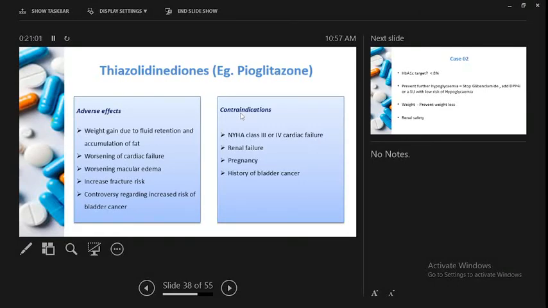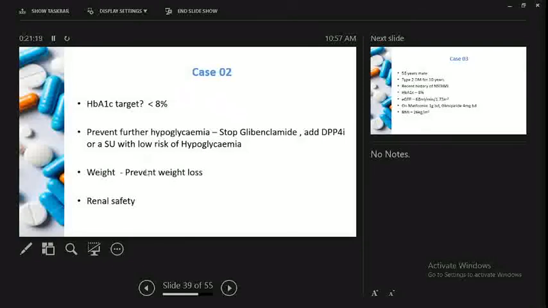So it should not be started in patients who have heart failure already, those who have renal failure, those who are obviously pregnant, and those who have macular edema. And if the weight is a problem, again don't start pioglitazone, because it's going to cause weight gain due to the water retention.